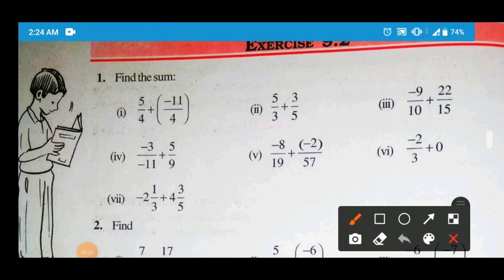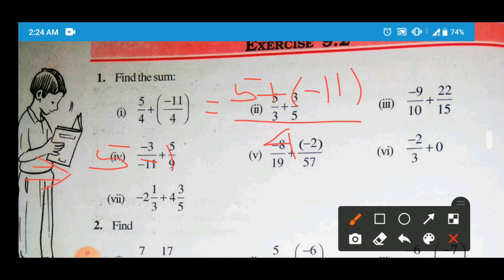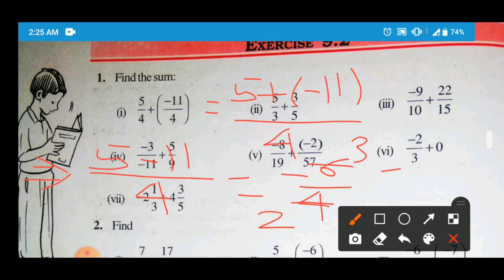So first we can write it is equal to 5 plus minus 11 upon 4. So that shows 5 minus 11 upon 4, because before any bracket if plus sign is there then the internal sign will be unchanged. So it is minus 6 upon 4. It is 2 2s are 4 and 2 3s are 6. So this is equal to minus 3 upon 2. This is our answer of first part.